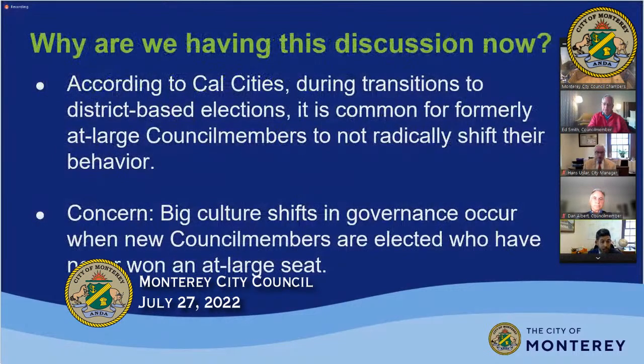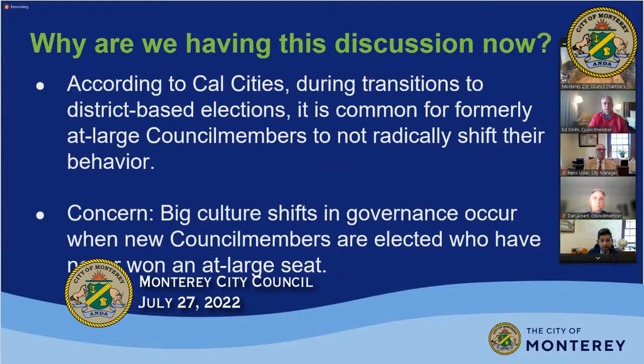According to the League of California Cities, during these transitions, it's very common for formerly at-large council members to not radically shift their behavior and mindset to look at interests of the cities as a whole. But there is a concern that large culture shifts in governance occur when new council members are elected who have never won an at-large seat.